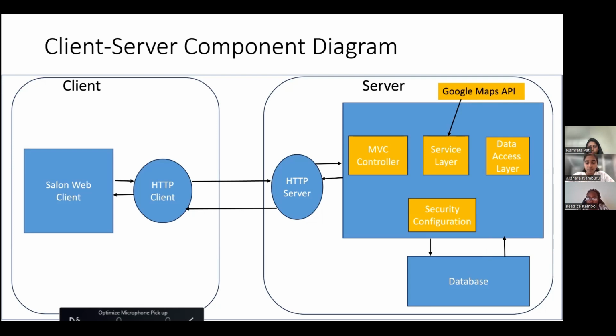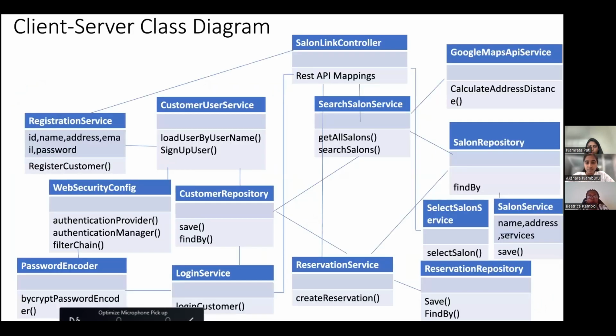And so, on to the next slide, we have the client server class diagram. And in this class diagram, we have this Salon link controller that is acting as a unified interface, like a facade, that connects to all the services offered by the application. So you can see it's associated with the registration service, the login service, the reservation service, the search service here, and the select salon service here.